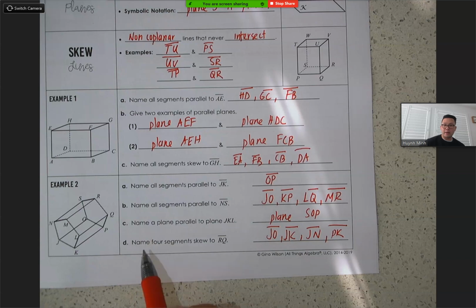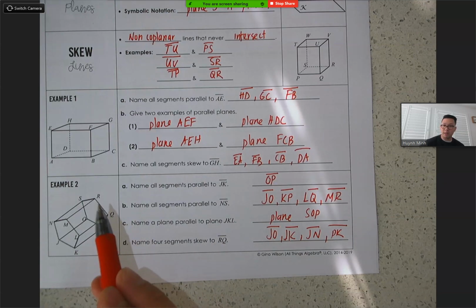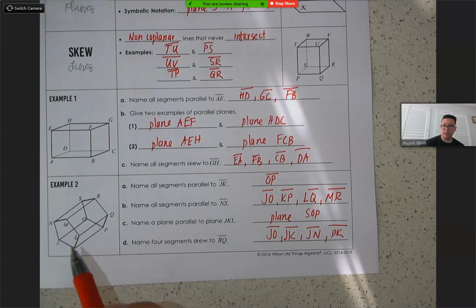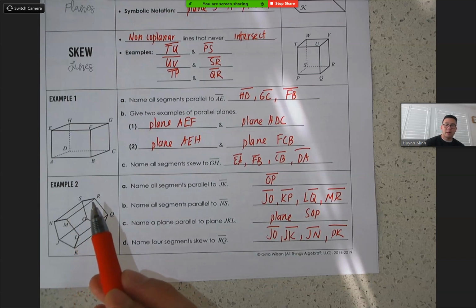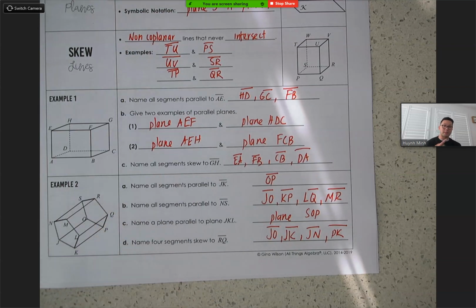And then name 4 segments that are skewed to RQ. So RQ would be right here. So you just pick things that are not going to be on the same plane, like JO would be a good one. JK would be another good one. Just as long as you understand that if you were to extend this line out, it can never hit the corner of it. So sometimes you gotta extend some of the sides out. So, cool, got the first page down.